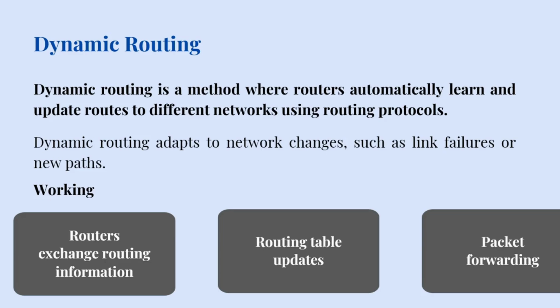Now, talking about the working of dynamic routing: firstly, the routers communicate with each other with the help of routing protocols such as RIP and OSPF, and with the help of this communication, they update their routing tables. If a link, for example, goes down, the routers will find the next best path for that route. And whenever a router receives a data packet, it checks its routing table and forwards the packet to the best path.